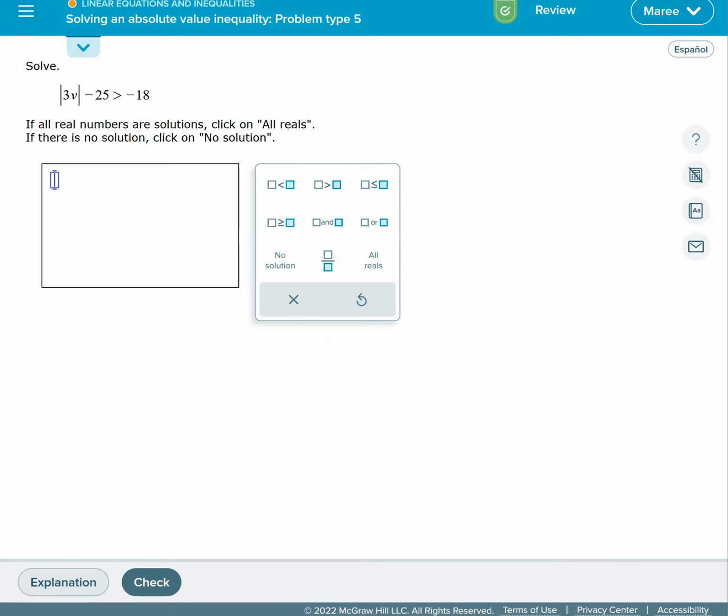In this one, we're going to get the absolute value of 3v all by itself by adding 25 to both sides. So we have the absolute value of 3v is greater than, what is that, like about 7? Yes. Okay, so now that's okay. We can have an absolute value greater than a positive number. Because it's greater than, and absolute value means distance, we're going to have an or statement. And we're going to have 3v is greater than 7, or 3v is less than negative 7.